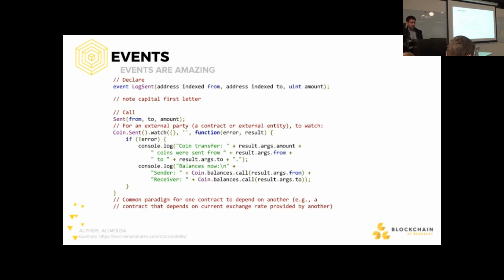You also have events, so you can log. This is useful because if you want to access data outside of the contract, you can do this using the JavaScript API called Web3. We'll cover that two lectures from now, but basically here's some JavaScript code that shows you how to access events that you put in your code.